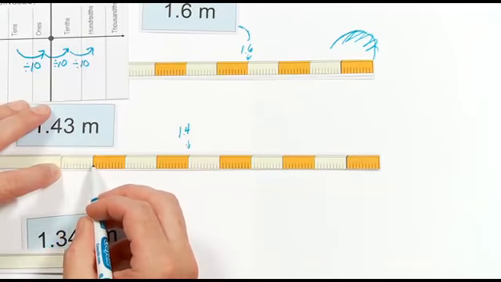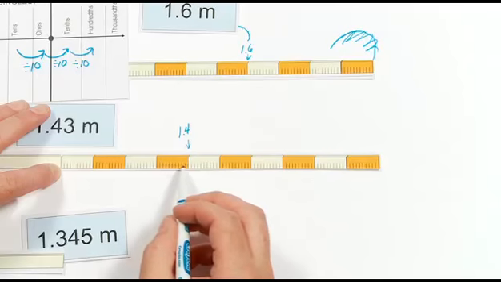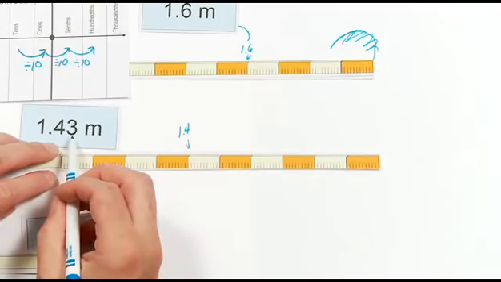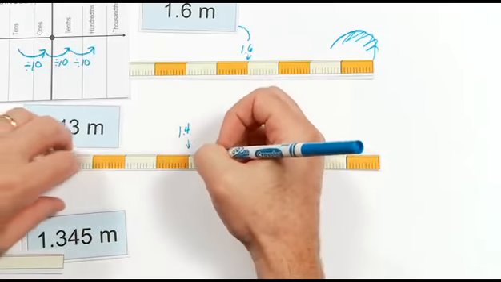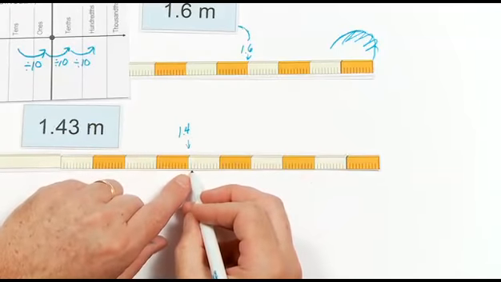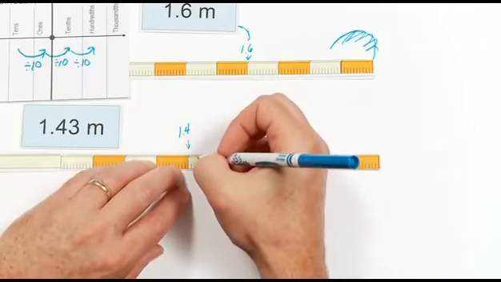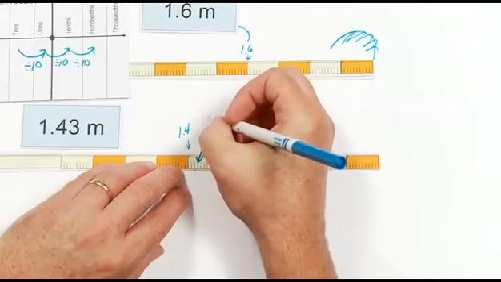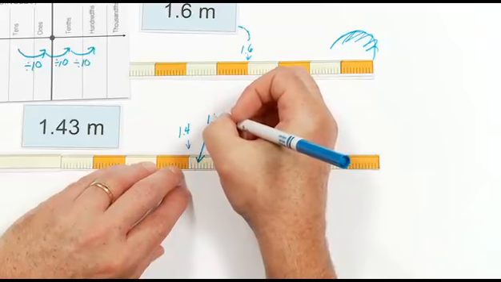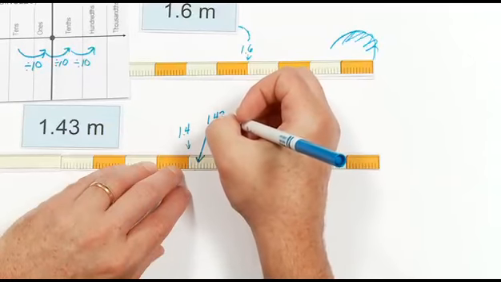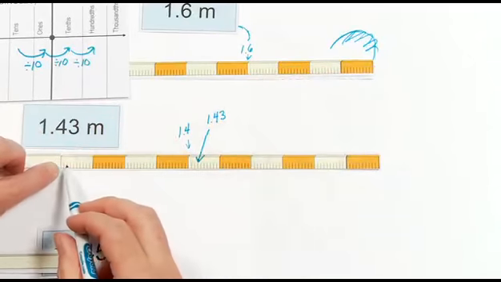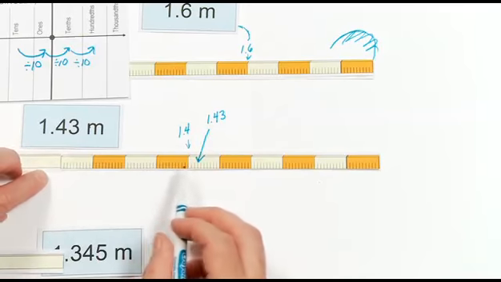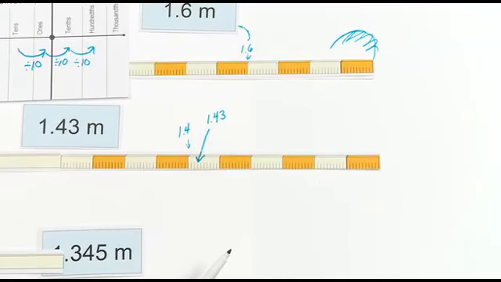10 hundredths, 20 hundredths, 30 hundredths, 40 hundredths. I want 43 hundredths, or 4/10 and 3 more hundredths. So here's 100, 200, 300. It's going to go right to here. Can you see that? 1 and 4/10 and 3 hundredths, or 1 and 10, 20, 30, 40, 41, 42, 43, 1 and 43 hundredths.